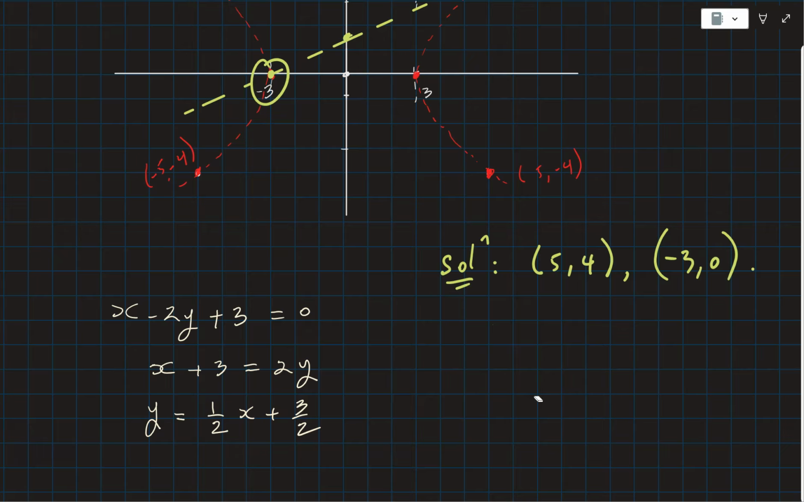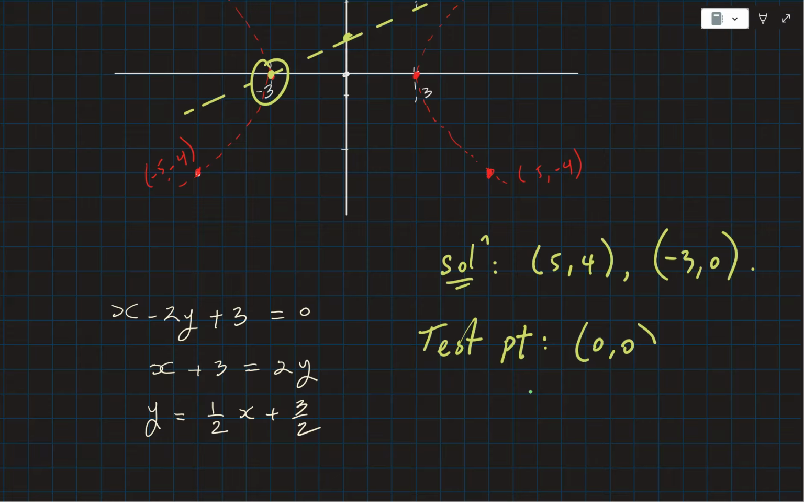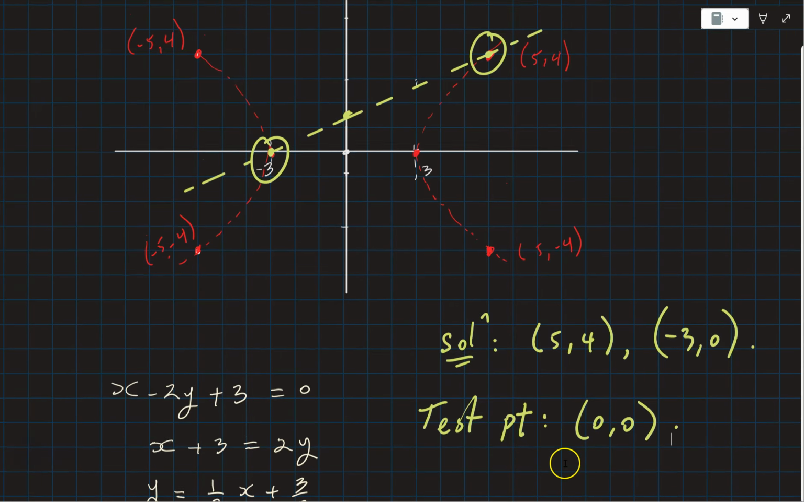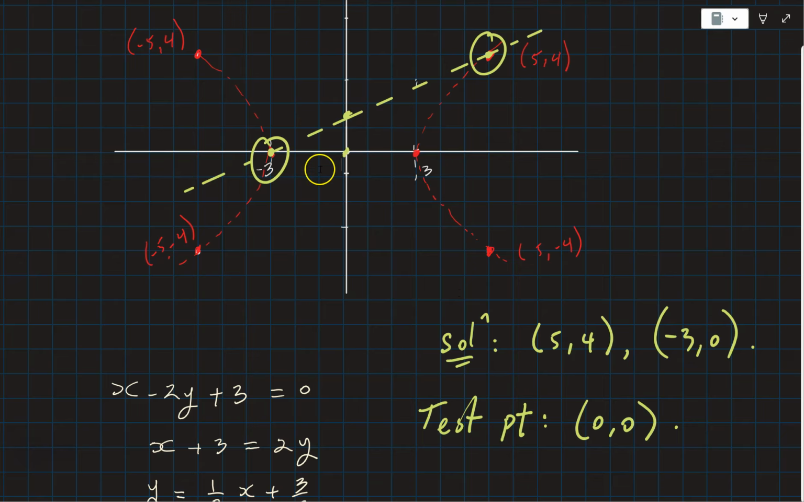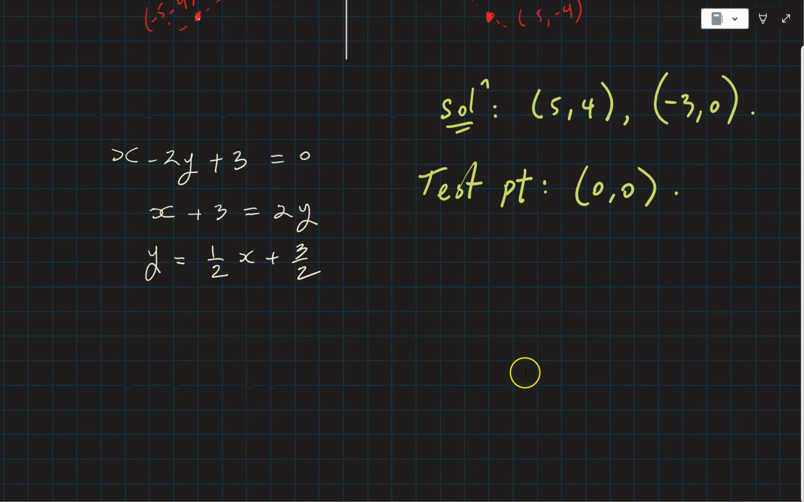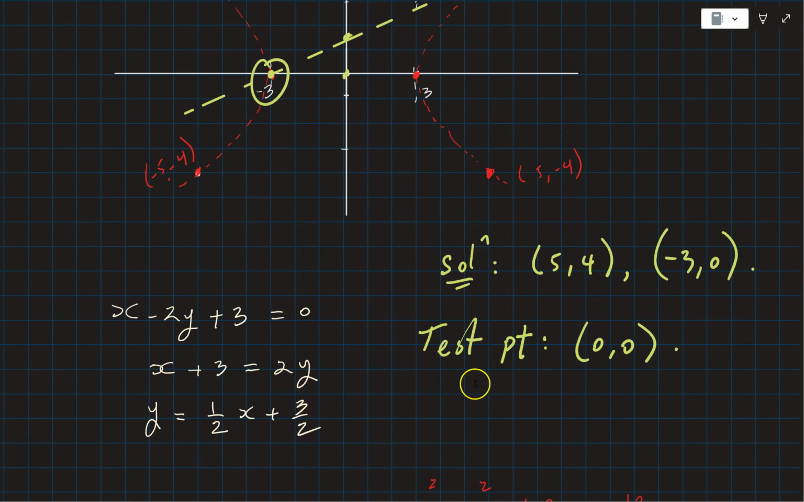We've got to do a test point, and the easiest one, I'm going to start with (0, 0), right in the center, the origin. We're going to check this area. If the point (0, 0) works for both, then we're going to shade this area. If it doesn't work for both, then we have to shade the other side of the graph. So let's plug it in and see if it works for both. We're going to grab this test point (0, 0).